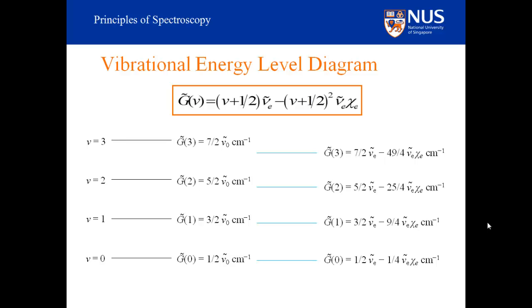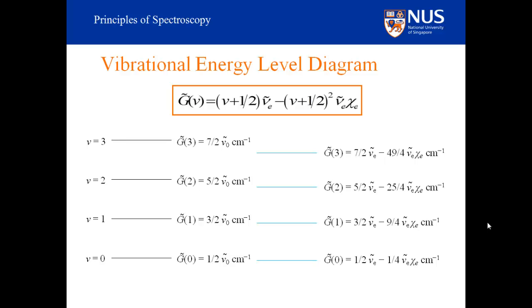The anharmonicity constant is a positive number, so we are always taking away a positive number from the harmonic result, and so the lines are getting closer and closer together. You can see that this term is going as V plus a half squared, and so it is getting larger and larger as we go to larger and larger values of V. And our lines thus are getting closer and closer together. So this is the kind of result that we expected, that as we go to higher and higher vibrational energies, our levels are getting closer and closer together as we approach the dissociative limit.